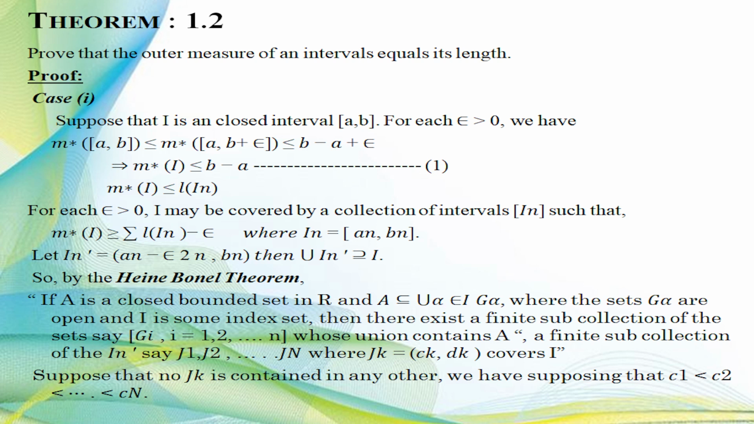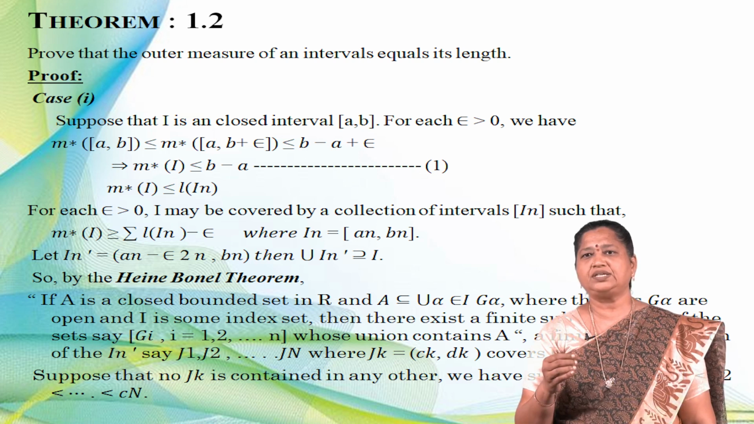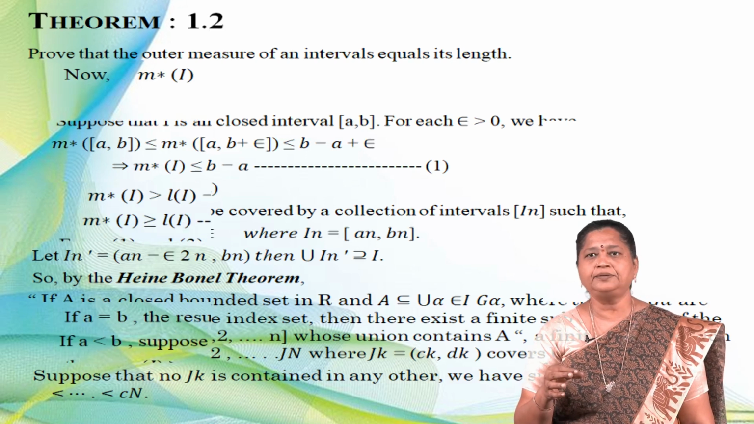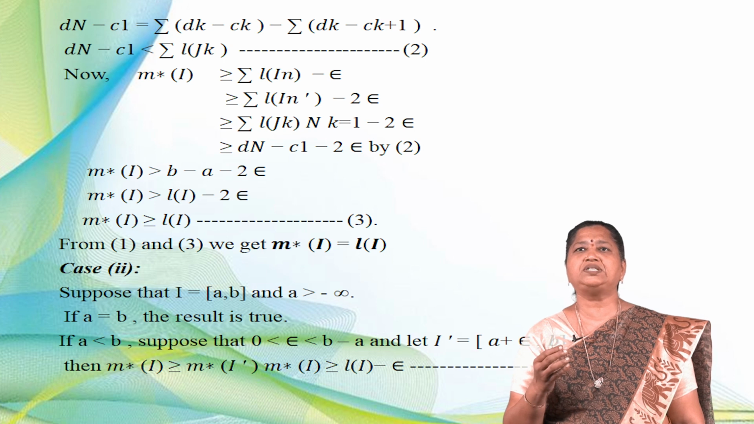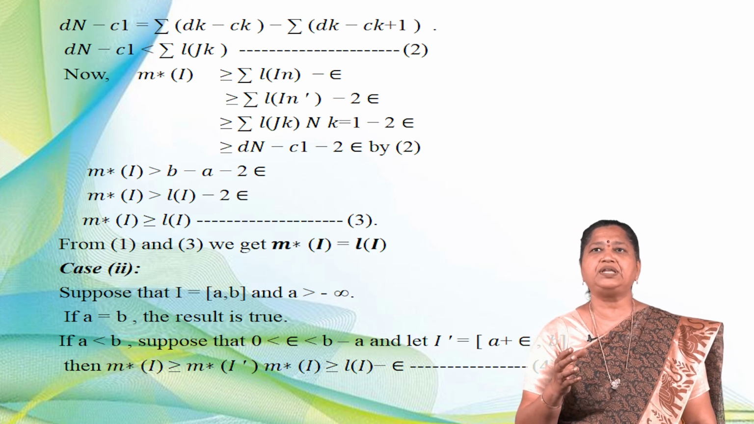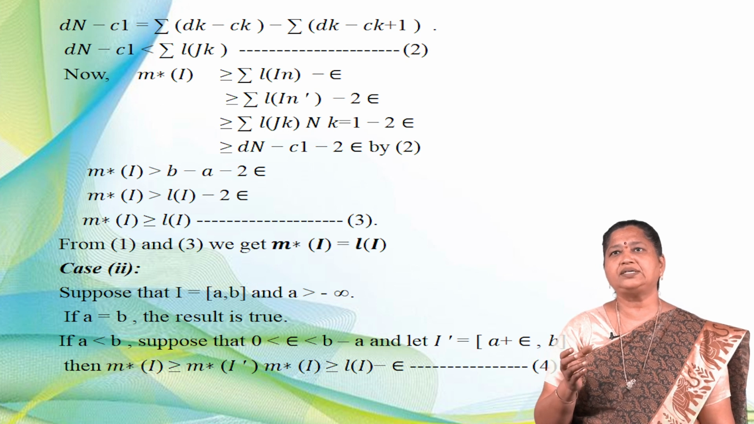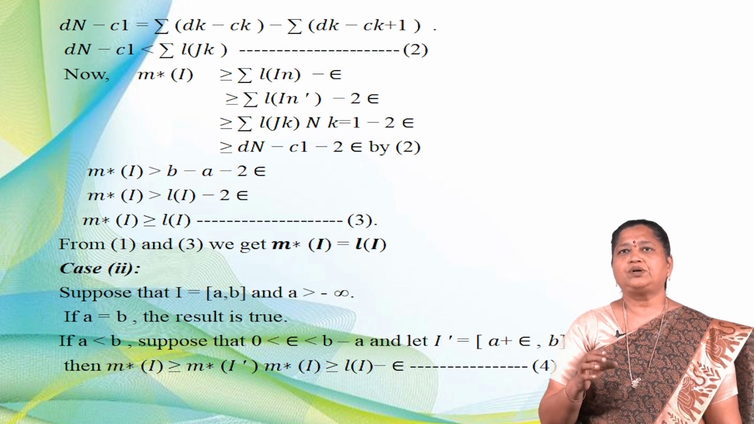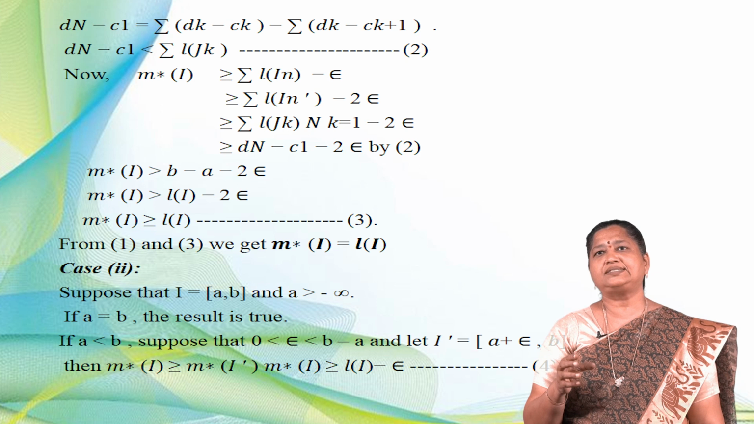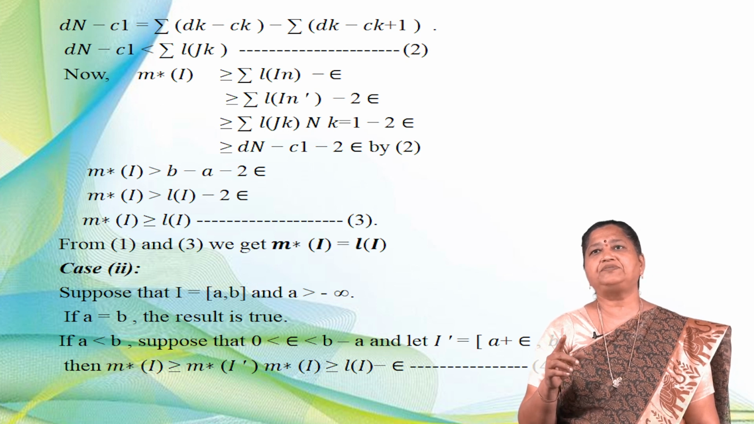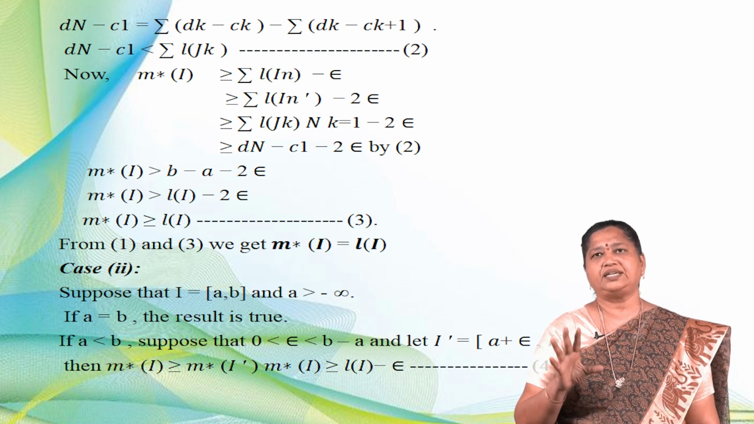From this we will take, suppose that Jk is contained in any other, and supposing that C1 is less than C2 is less than and so on Cn, Dn minus C1 is equal to the summation of Dk minus Ck minus the summation of Dk minus Ck plus 1. So Dn minus C1 is less than the summation of L of Jk, that is interval.